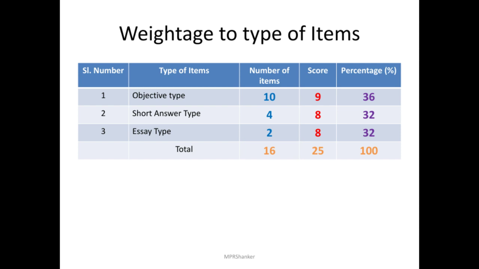Here we are planning 10 objective type items having a score of 9, and for short answer type questions we are having 4 with a score of 8, and 2 essay type questions are to be included with a score of 8 marks. The total number of items and total score are given, and the percentage of score for each type of item is also shown in this table.